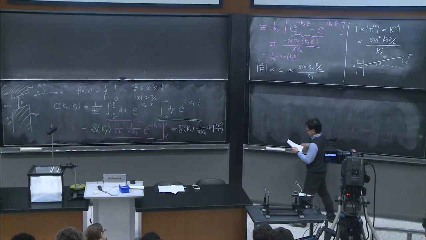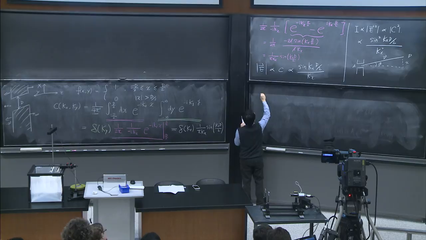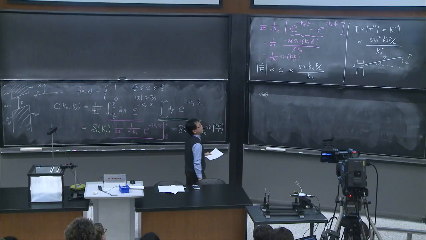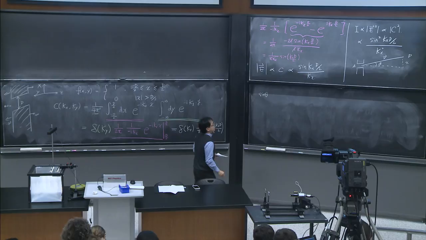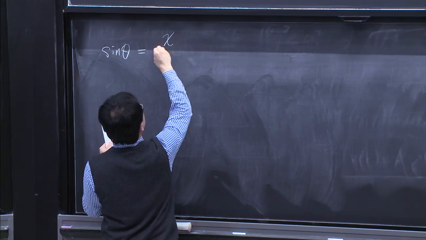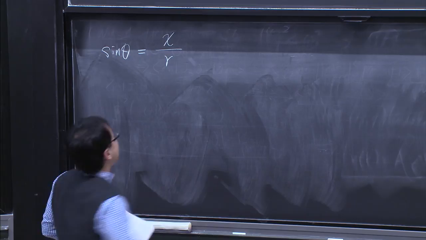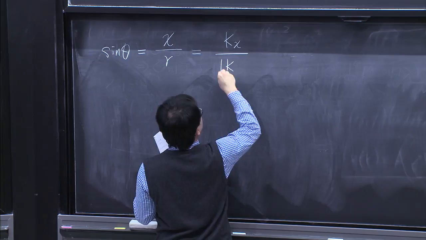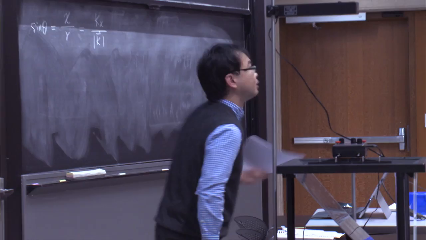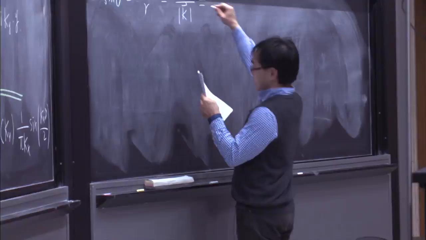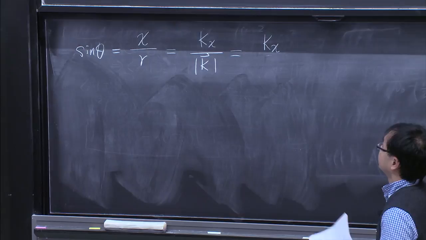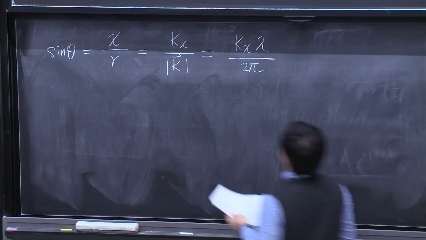Basically, after this definition, we can express sine theta. Since the distance between the screen and the wall is very, very large, the angle theta is very small. Therefore, I can safely assume that sine theta is x divided by r. At the same time, this is equal to kx divided by k, because the k vector tells you the direction of propagation. The magnitude of the k vector is 2 pi over lambda, so you get kx times lambda divided by 2 pi.